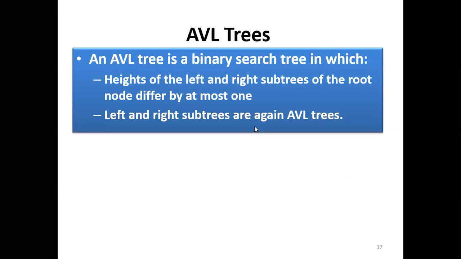So now we'll be moving to the AVL trees. The AVL tree is a kind of binary search tree, but it has some conditions attached to it. The first is that the difference between the height of the left subtree and the height of the right subtree must not exceed 1.